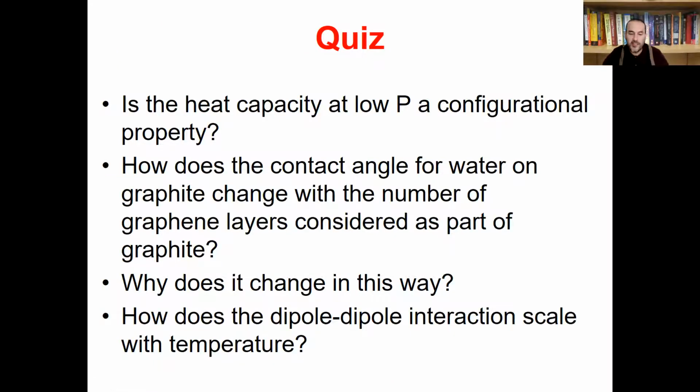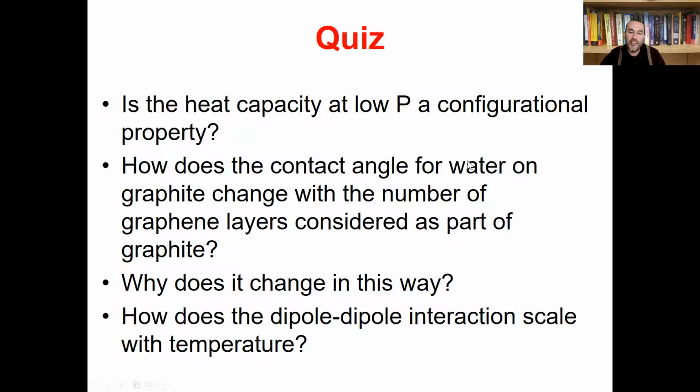Next, we can just quickly discuss these questions. Some of you can just turn on the mic and try to answer. Is the heat capacity at low pressure a configurational property? It's not, right? What we mean by a configurational property is a property that depends on intermolecular forces, but at a low pressure, gas molecules are far away from each other. So intermolecular forces are not significant or perhaps negligible. So no, this is not a configurational property.